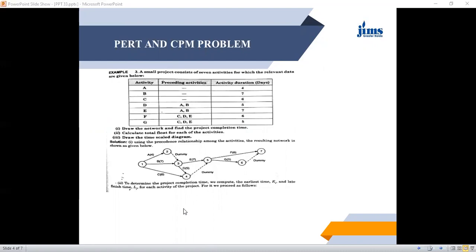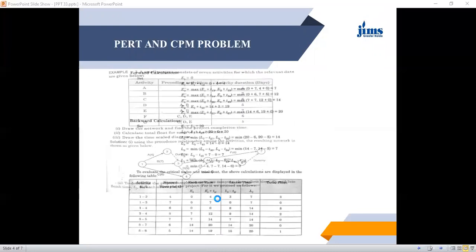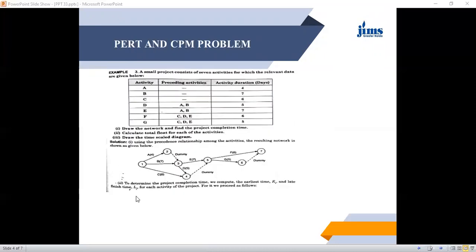So A, B, C have no predecessors. Activity A has a duration of 4 days, activity B 7 days, activity C is 6 days, and D has a predecessor of A and B. E has a predecessor of A and B. F has a predecessor of C, D and E. G has a predecessor of C, D, E, and time is given.